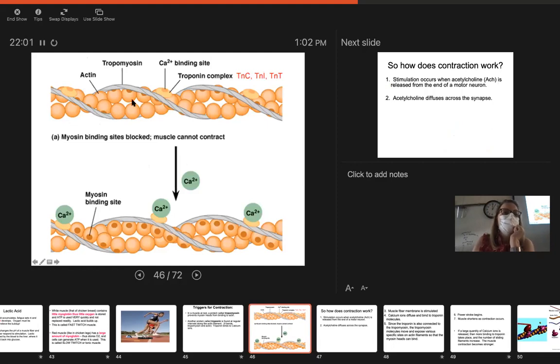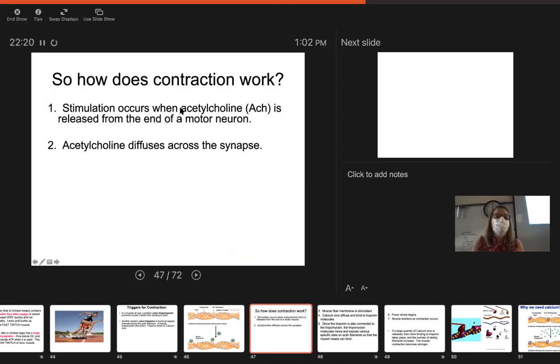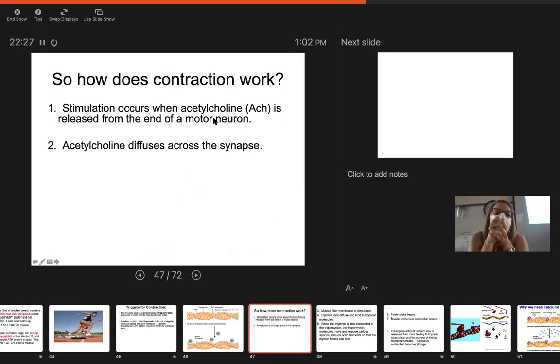This is a muscle at rest. How do you know? The binding sites are covered by the rope. Long word, long molecule. Okay, now the calcium fairy comes in, ding, ding, releases the calcium. Look what it does. It grabs the troponin, pulls it off, boom, the myosin can dig in. So how does contraction work? Well, here we go. Number 1, ACH is released from neuron. It's a stimulation, and you can abbreviate ACH.